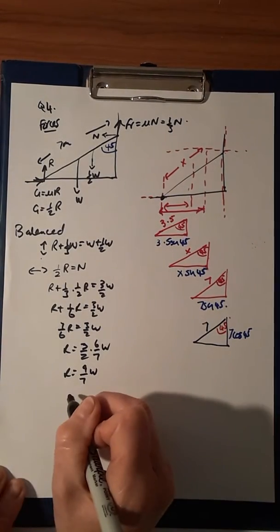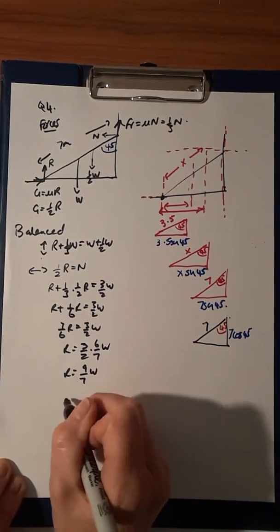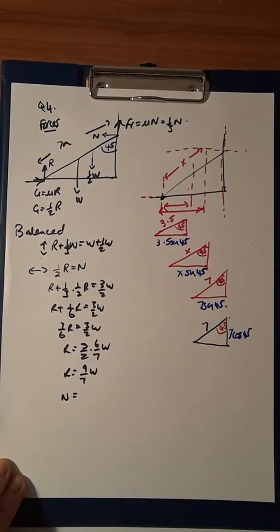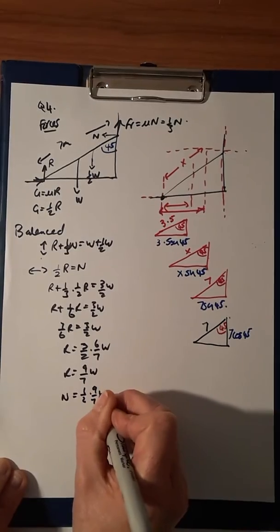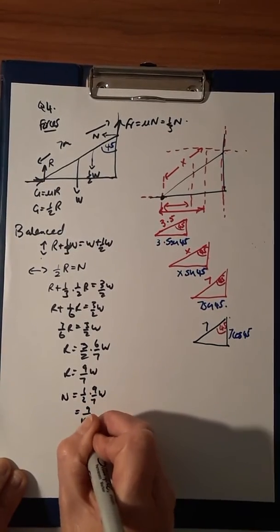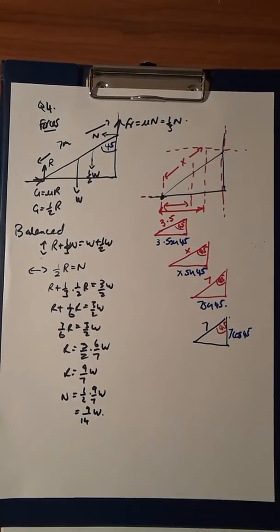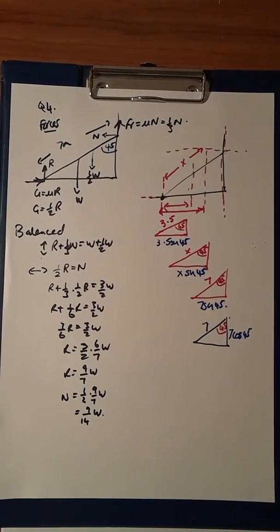Which means that N is a half of R. So a half of 9/7 will give me 9/14 W. Okay, so I have those bits of information now. So next thing I'm going to do is have a look at the direction for the clockwise and the anti-clockwise. So again, same thing as before.